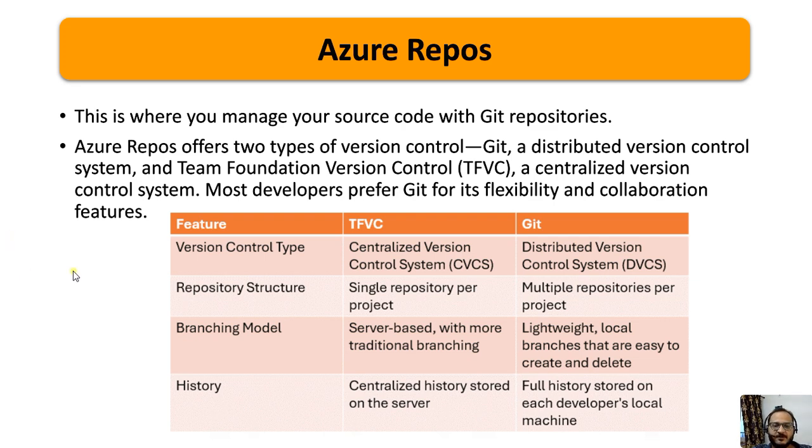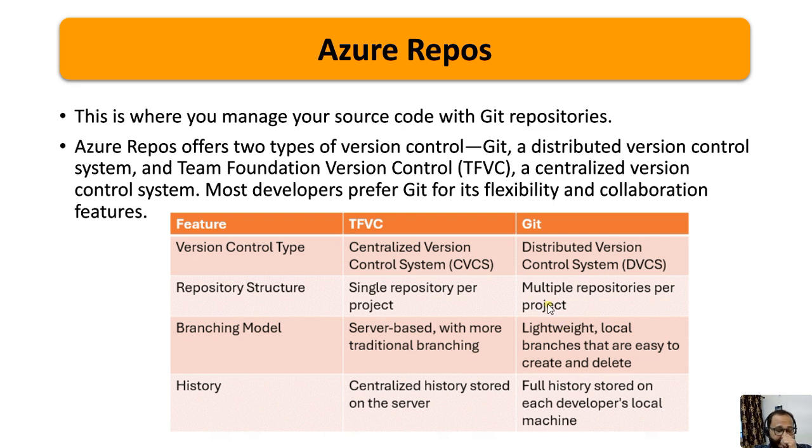So let me quickly compare both features. For the version control type, TFVC is a centralized version control system and Git is a distributed version control system. Centralized means it will be on a server, and with Git every developer can have a copy on their local system as well. This is basically the main difference between TFVC and Git. Second, we have repository structure. TFVC has a single repo per project, and in Git we can create multiple repositories per project. Branching model: TFVC is server based with more traditional branching, while Git has lightweight local branches that are easy to create and delete.